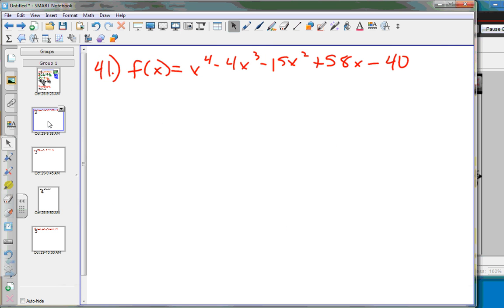I'll do one more like this, because I think there are some of you still not in left field. I want to make sure that we at least are in the infield. Okay, 41. Exactly the same problem, but this time they give me x minus 5 and x plus 4.